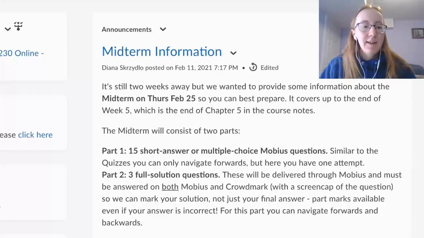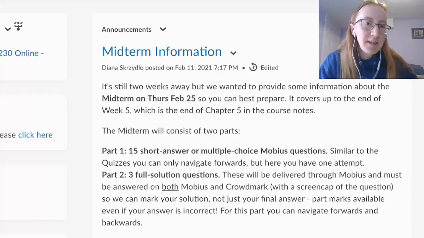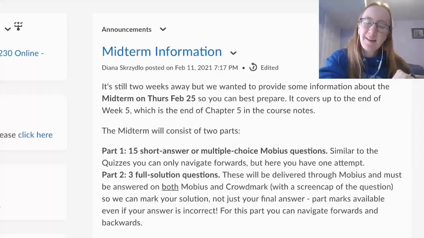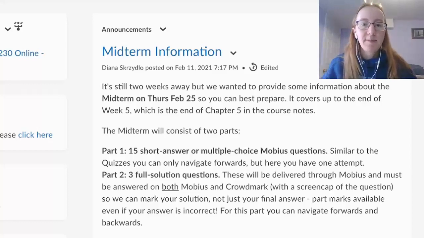If you were generally doing well on your first try at those Mobius quizzes, you'll probably do reasonably well on this midterm. If it was taking you 3 tries to get a mark that you were happy with, you might want to prepare a little bit more for the midterm because you do only get 1 shot at it. And just like all of the Mobius quizzes, it's the same format, so you can only navigate forwards through the questions.